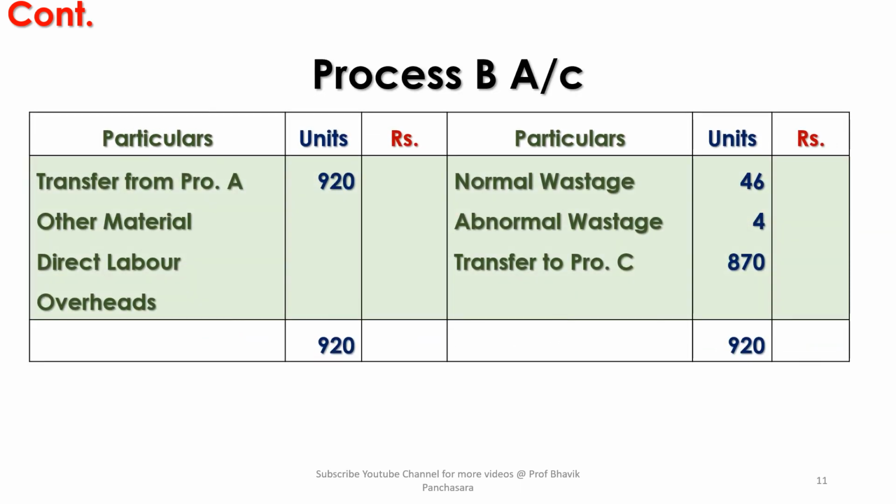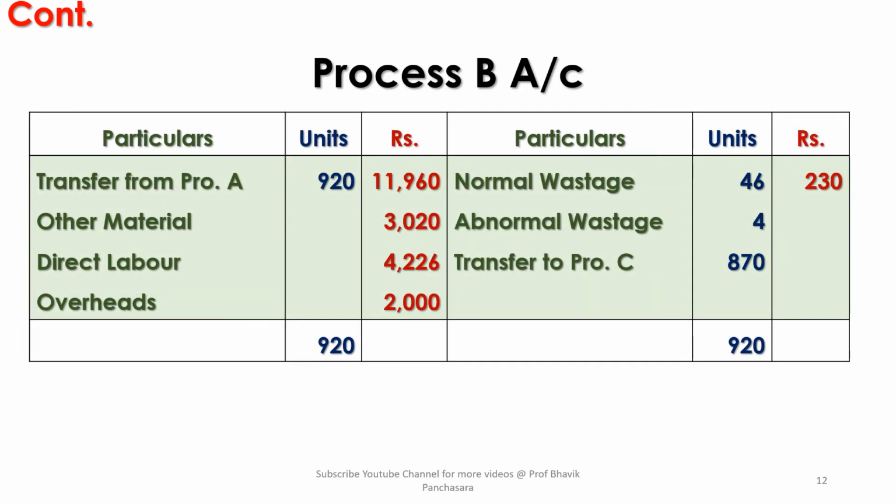Okay, let us put units here in the process B account. So units that we have transferred from process A are 920. On the credit side, normal wastage units are 46, abnormal wastage units are 4 and units transferred to process C are 870. Now we can make the total of the units column on both sides and that will tally, that is 920 units.